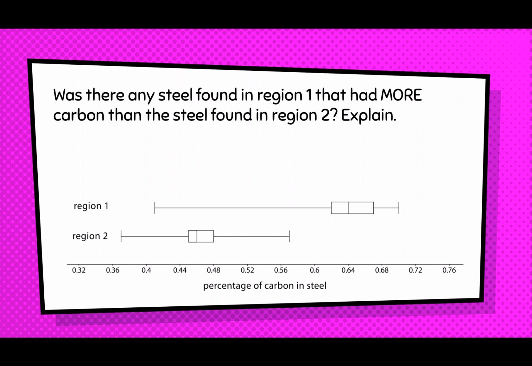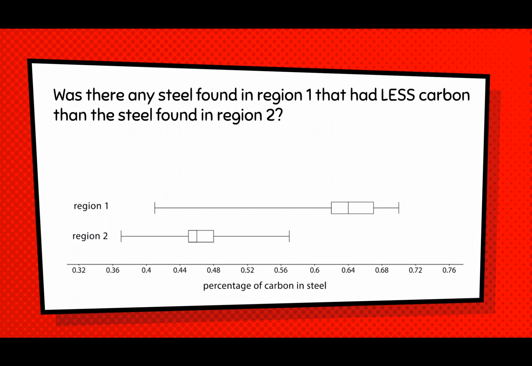So when I'm answering this question, I'm thinking about that since each of these sections represents a quarter of the data, that tells me that if you look at the maximum value of region 2, at least 3/4 of the data from region 1 was greater than even the maximum of region 2. So a lot of the data from region 1 had a greater amount of carbon than the steel found in region 2. Let's look at the flip side of this question.